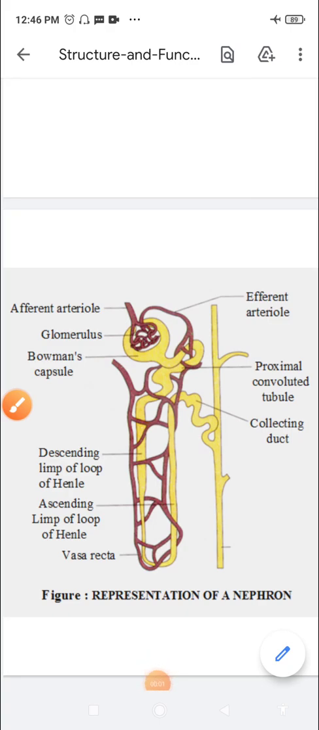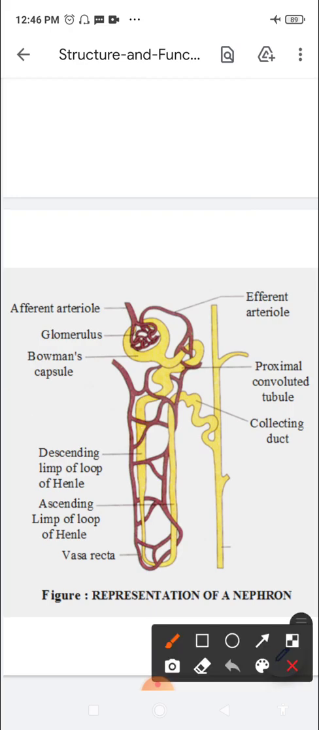Welcome dear children, and in today's class, in today's video, we will talk about the mechanism of urine formation. When we talk about the mechanism of urine formation, or how is urine formed, it includes three particular processes, right?